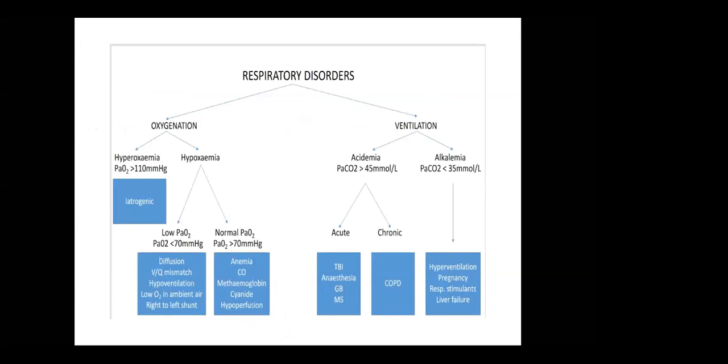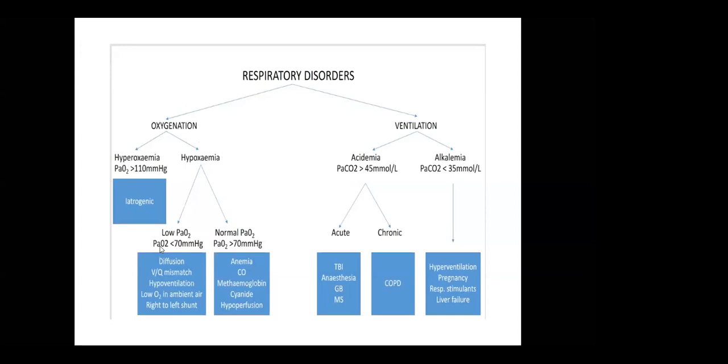Coming to disorders, from ABG we can recognize respiratory and metabolic disorders. On this slide, you can see the respiratory disorders, which are oxygenation and ventilation disorders. Oxygenation disorders can be hyperoxemia and hypoxemia. Hyperoxemia is usually iatrogenic and easily corrected by titration of oxygen. Hypoxemia can be present with low PaO2 or normal PaO2.